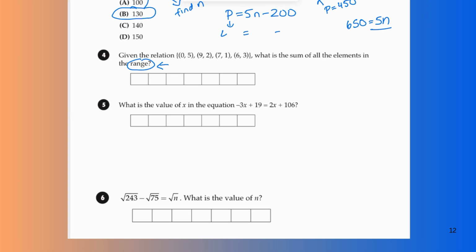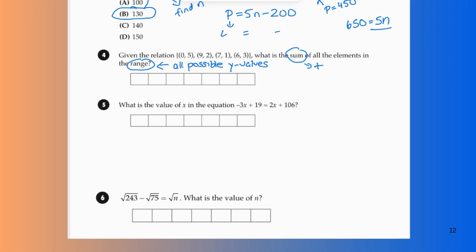We need to know that range means all possible Y values, or all possible output values. And you need to know that sum means that we are adding things up. If you know those two things, we can answer this question. So all possible Y values. So let's look at the relation that they gave us.